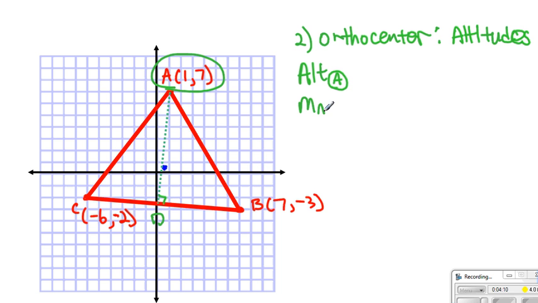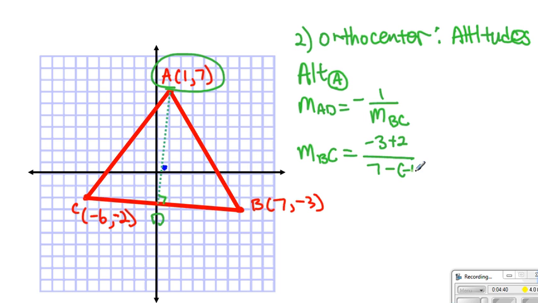The slope of AD is equal to the negative reciprocal of the slope of the opposite line segment, which is the slope of BC. And what is the slope of BC? The change in y is -3 minus -2, which ends up being -1, over 7 minus -6. If you simplify this, we get -1 over 13.